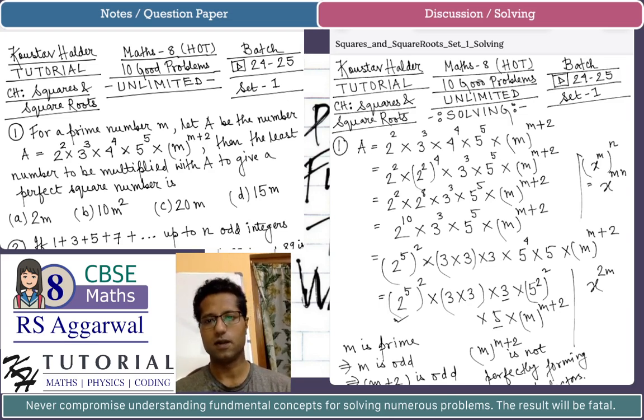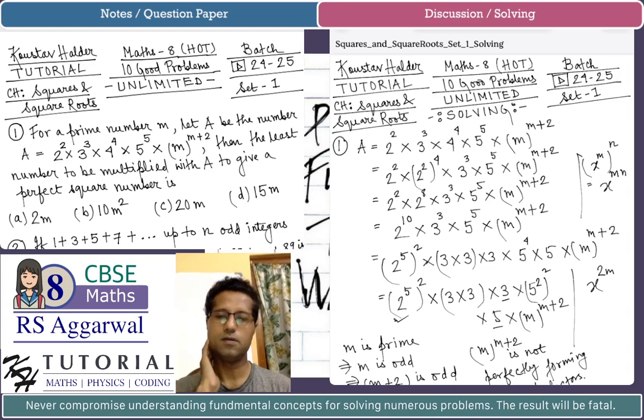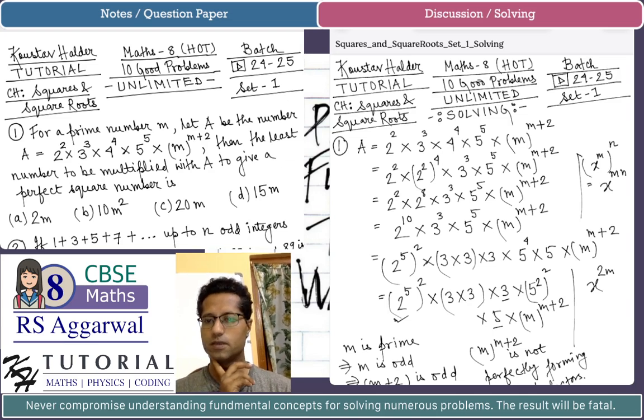And this kind of 10 problems will come every now and then, as this is an unlimited series of 10 good problems. I will keep on preparing 10 good problems from each chapter as and when they are complete and covered in the playlist CBSE 8 RS Agarwal. So this was set 1 of 10 good problems on the chapter squares and square roots. The next set will be 2.